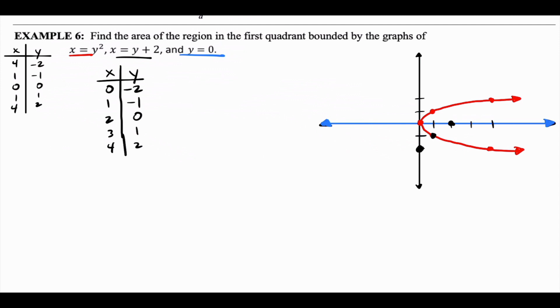So the area bounded by those regions. Find the area in the first quadrant, so it has to only be in the first quadrant. All of this right here is bounded by all of them, right? But they only want the first quadrant. So we just want this area here. R1.